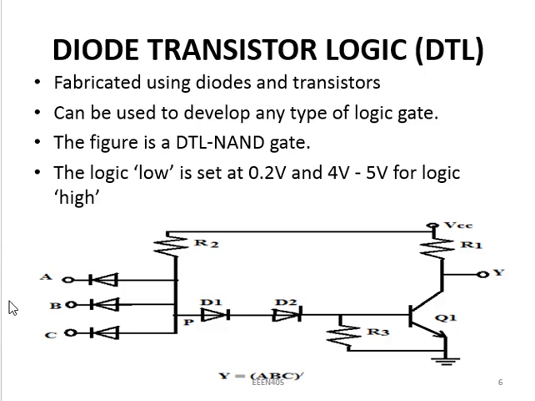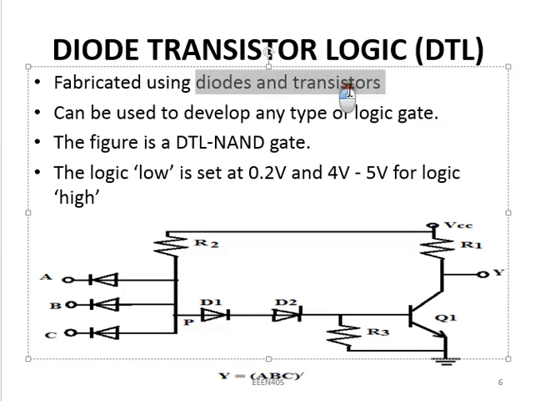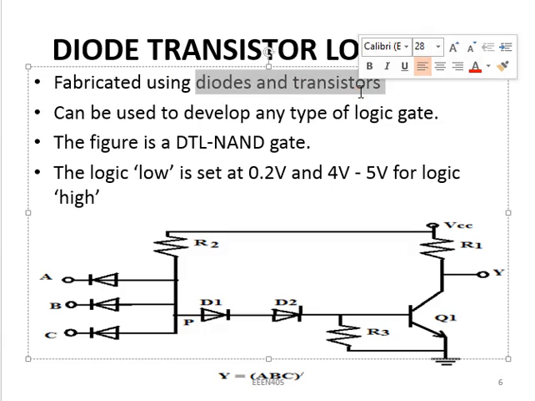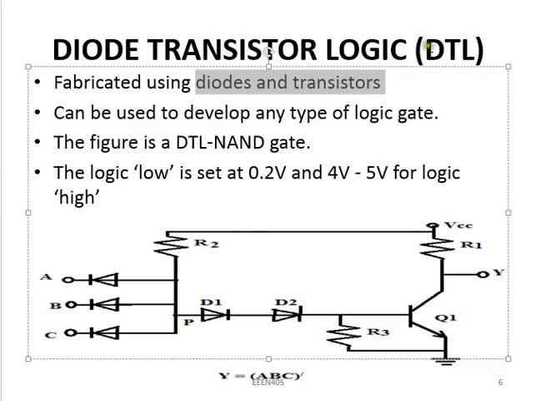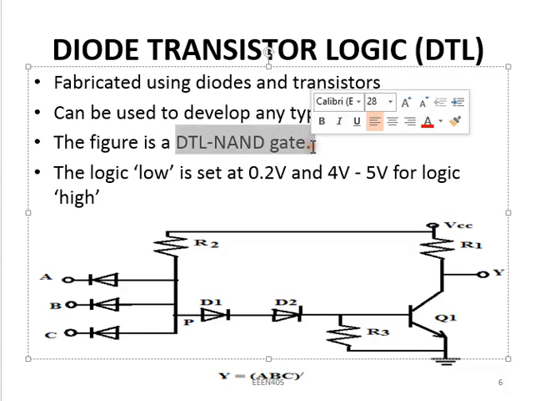Now if we understand this one, we go to the next class of logic gates, which is diode transistor logic. And this one, as the name implies, is fabricated using diodes and transistors. Of course we can have other components, but they are not the major concern, and we can use this DTL logic to develop any type of logic gates, but here we are going to illustrate its operation using a NAND gate.